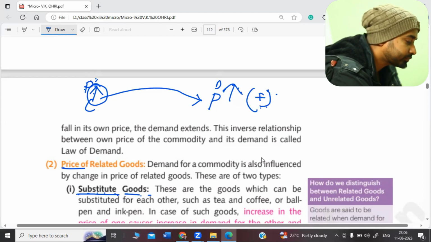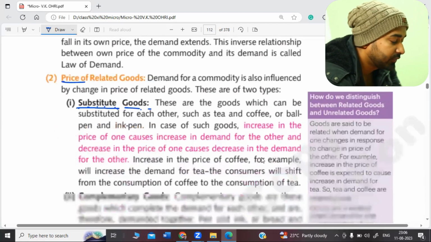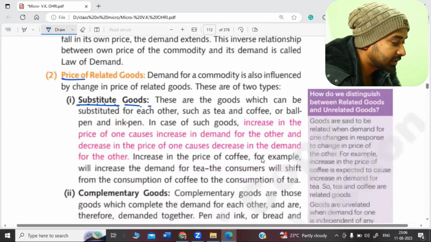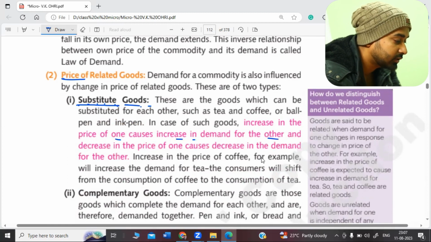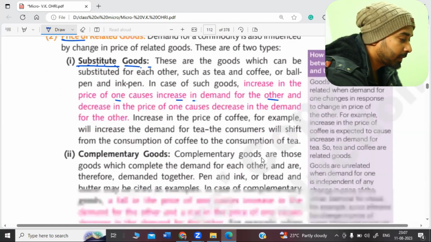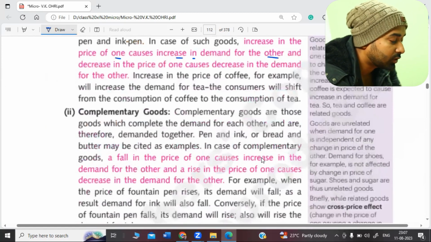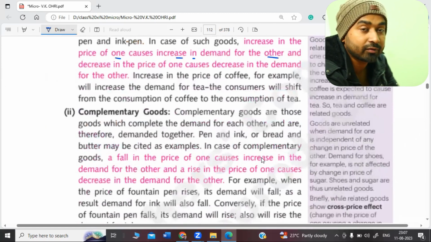Substitute goods. Okay, if you read this pink one easily, you can understand what we have discussed now. Increase in the price of one causes increase in the demand of the other. So that is known as the positive relation.